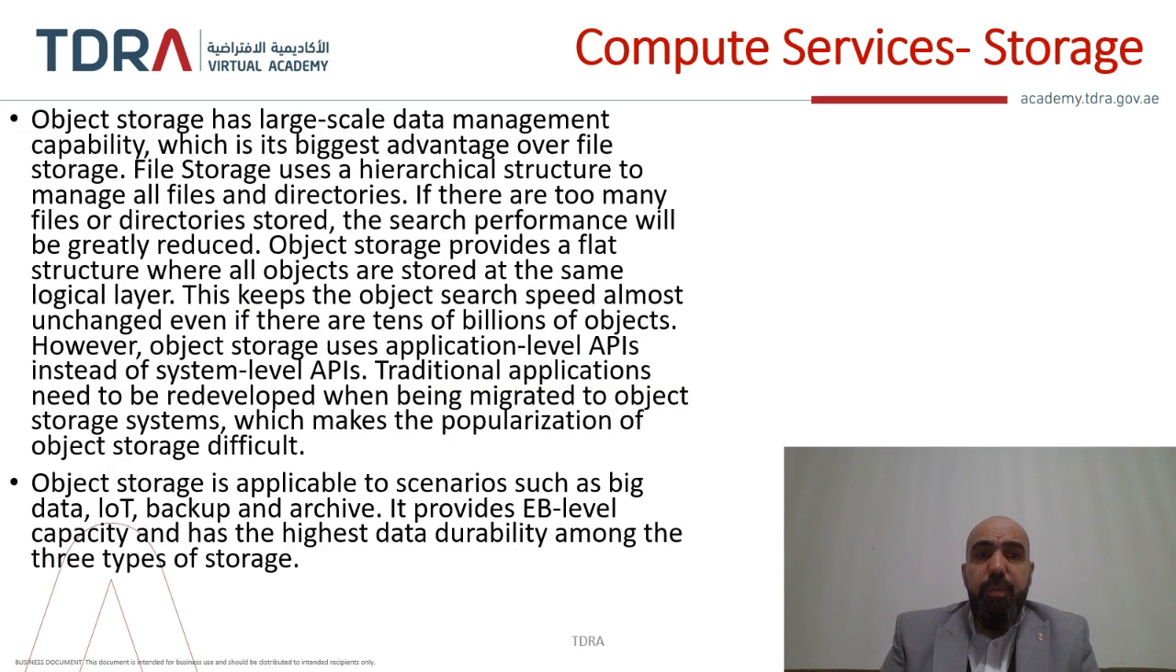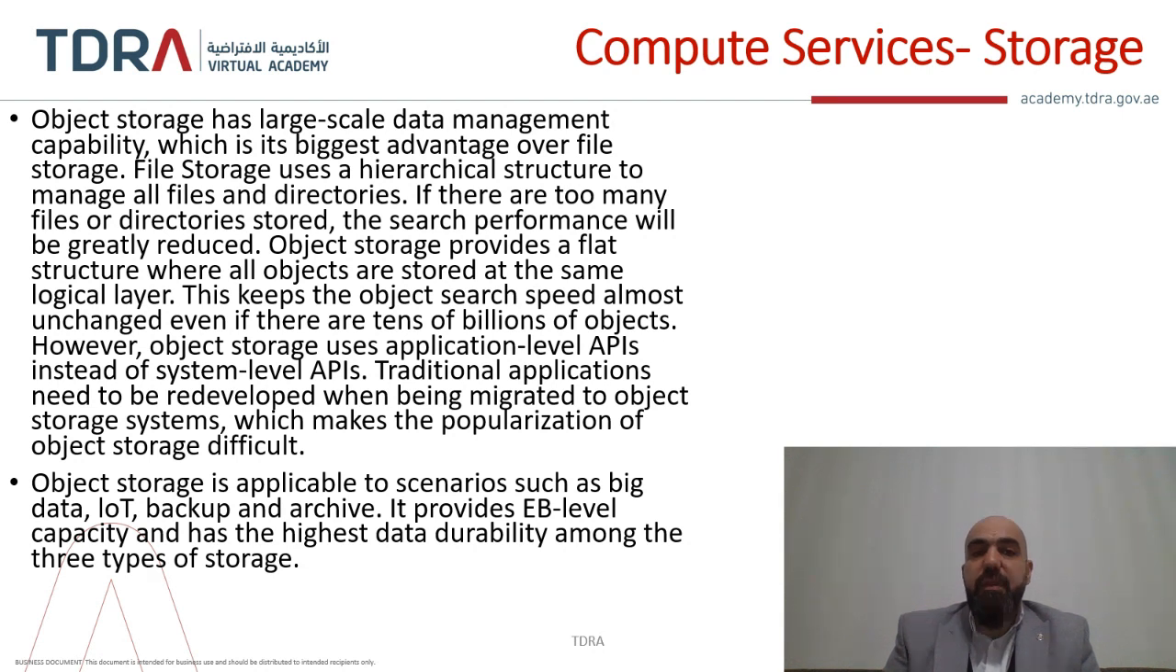Here, object storage has large-scale data management capability, which is its biggest advantage over file storage. File storage uses a hierarchical structure to manage all files and directories. If too many files or directories are stored, the search performance will be greatly reduced. Object storage provides a flat structure where all objects are stored at the same logical layer. This keeps the object search speed almost unchanged even if there are tens of billions of objects.